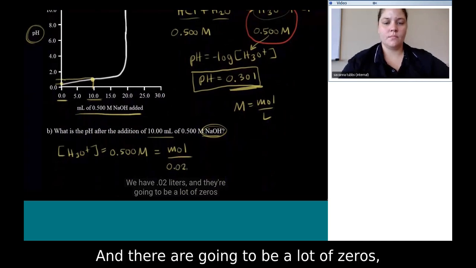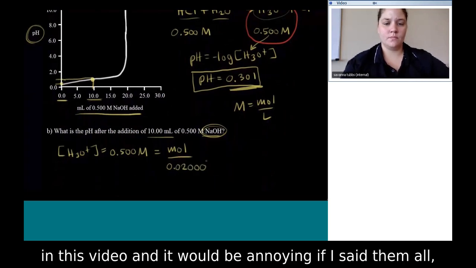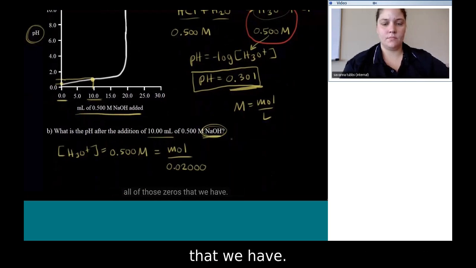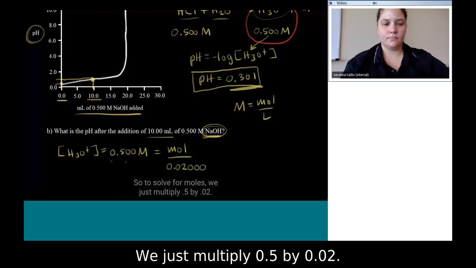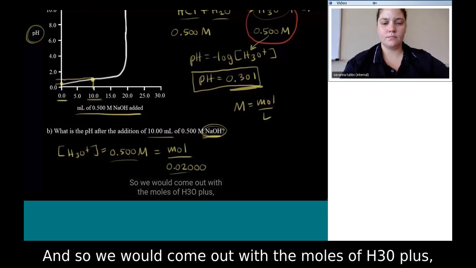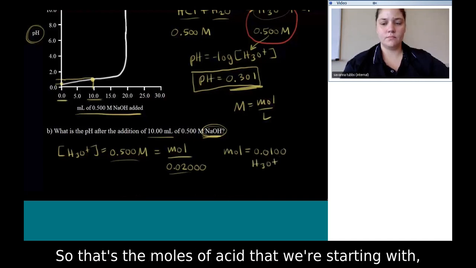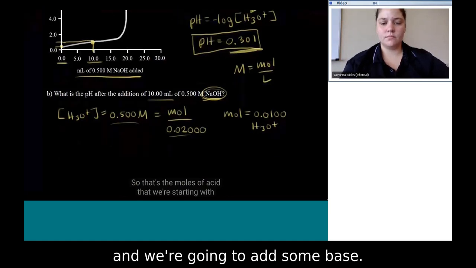And there are going to be a lot of zeros in this video, and it would be annoying if I said them all. So I'm just going to say 0.02 and not list all of those zeros that we have. All right, so to solve for moles, we just multiply 0.5 by 0.02, and so we would come out with the moles of H3O+, and this is equal to 0.01 moles of H3O+.